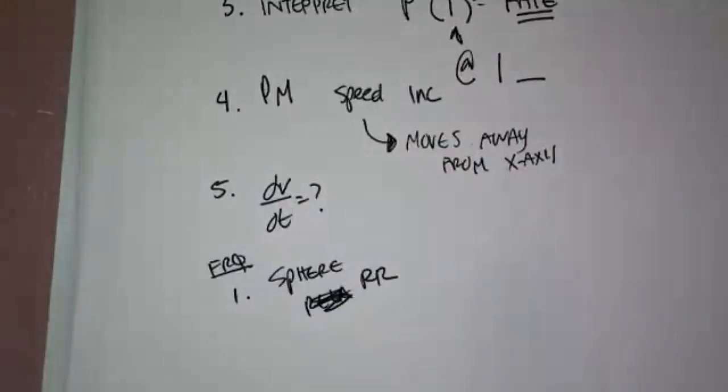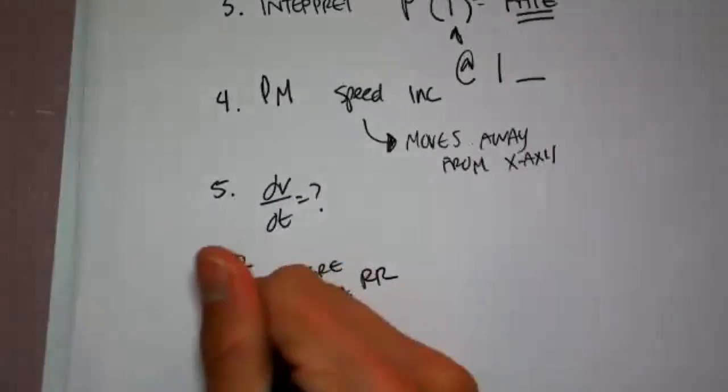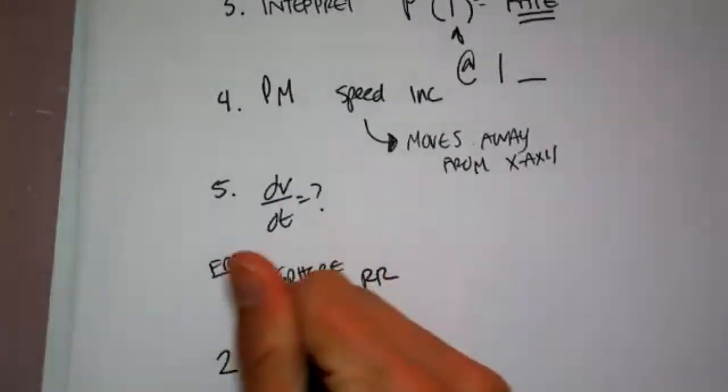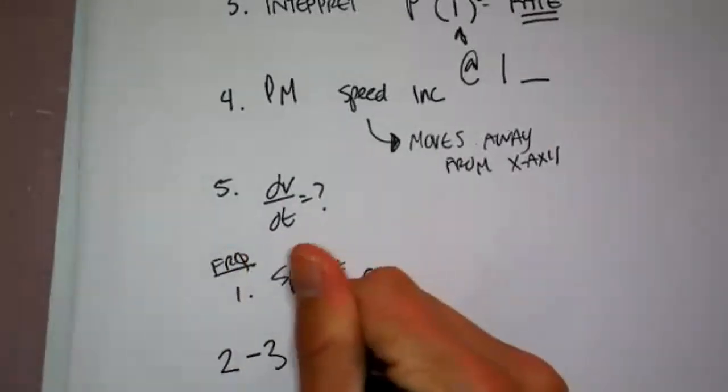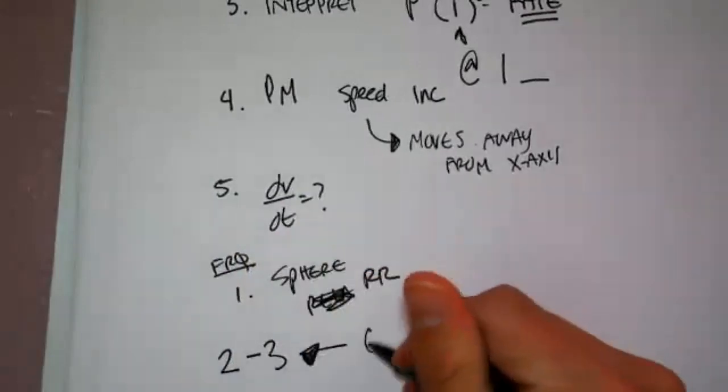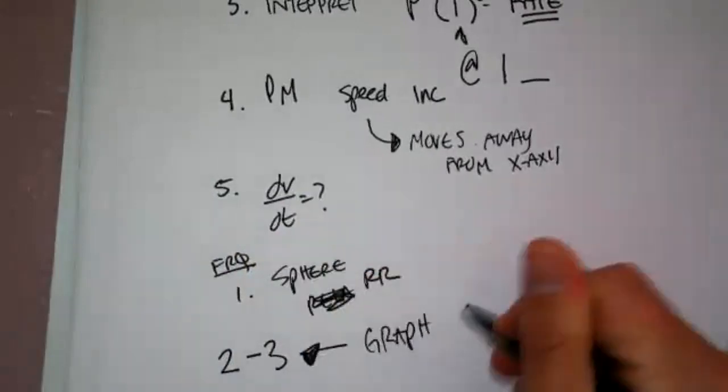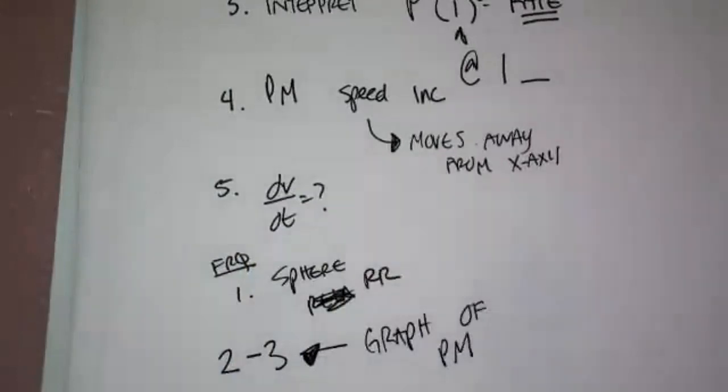Yeah, but what's the formula for a sphere? It's on your purple sheet, and it gives it to you on the test, based on height. Then 2 through 3 is going to be a graph of particle motion. So, when is it moving right? When is it moving left? When is it increasing? When is it decreasing? When is acceleration positive?